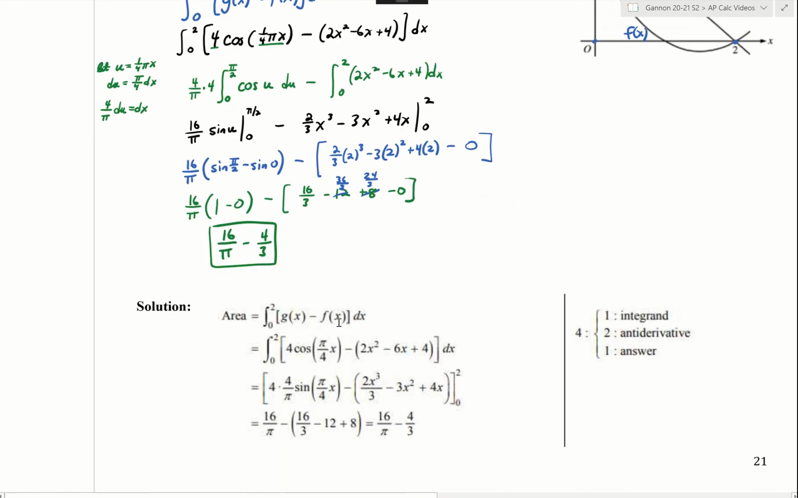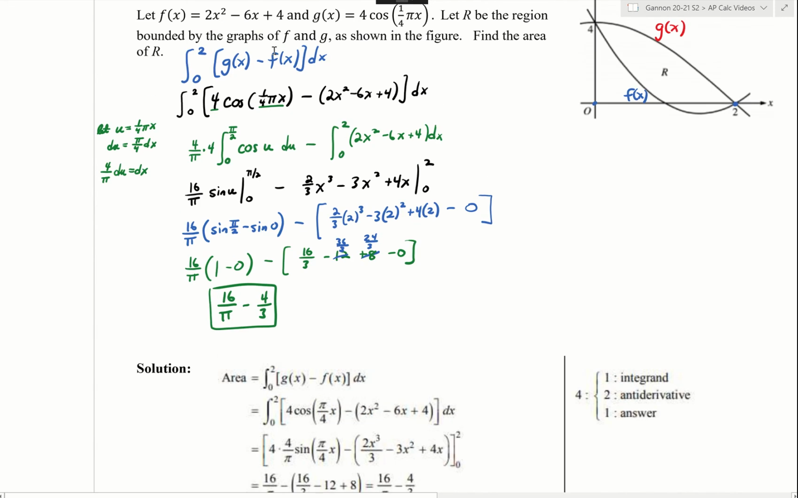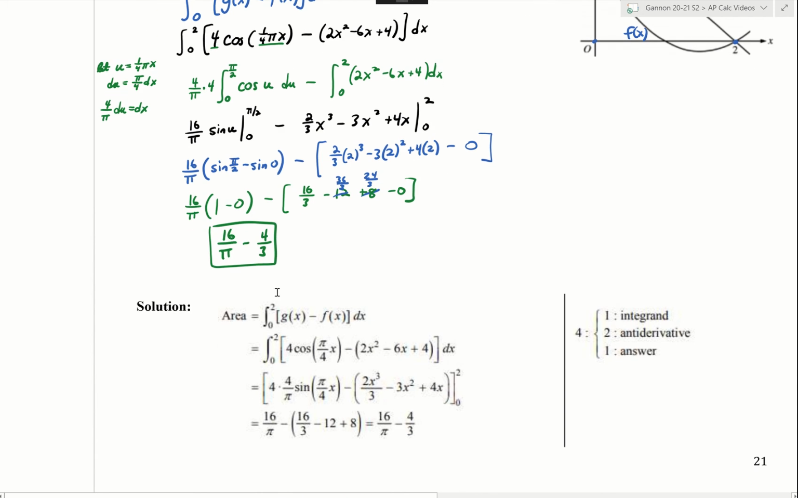You can look, the solution is below, and this gives you an idea of what the scoring breakdown looked like on the FRQ that year, where you got 1 point for the integrand. So that's essentially this step. And then you got 2 points for the antiderivative, which I'm assuming is 1 point for each correct antiderivative, and then 1 point for evaluating.